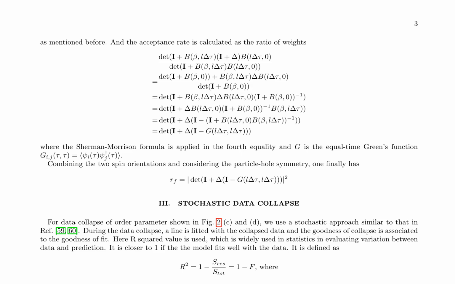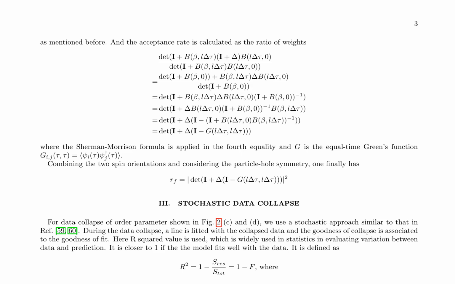In the context of stochastic data collapse, the authors employ a method similar to that in references 59, 60, to collapse the order parameter data shown in Figure 2, C and D. They fit a line to the collapsed data and evaluate the goodness of fit using the R-squared value, which is a widely used statistical measure.